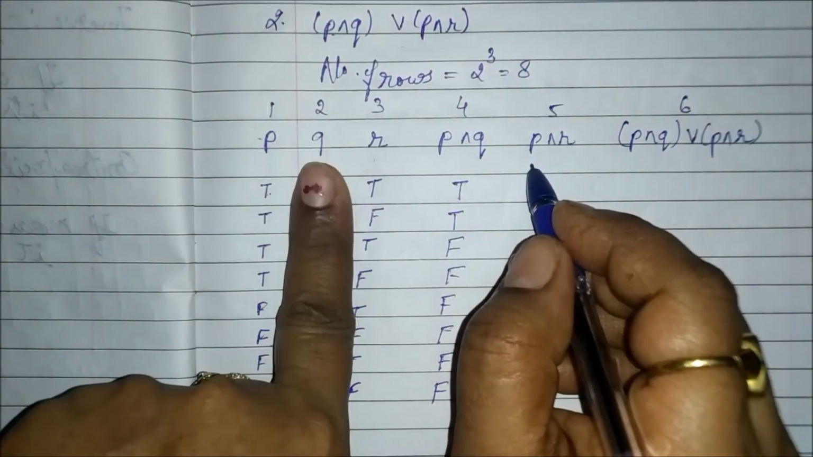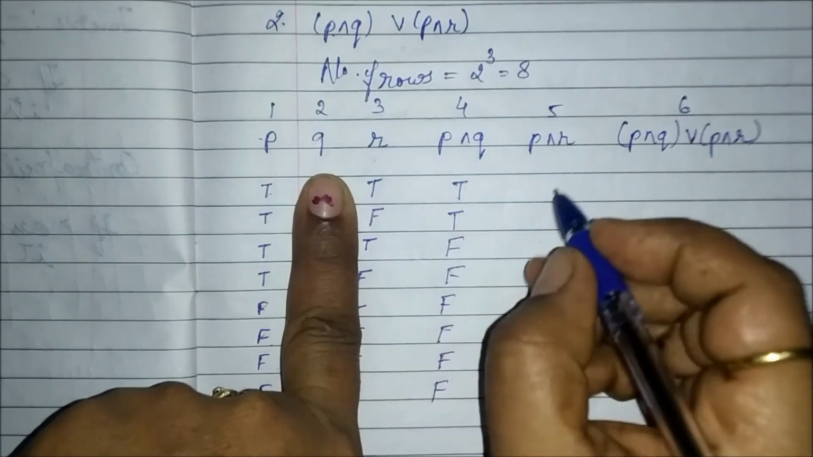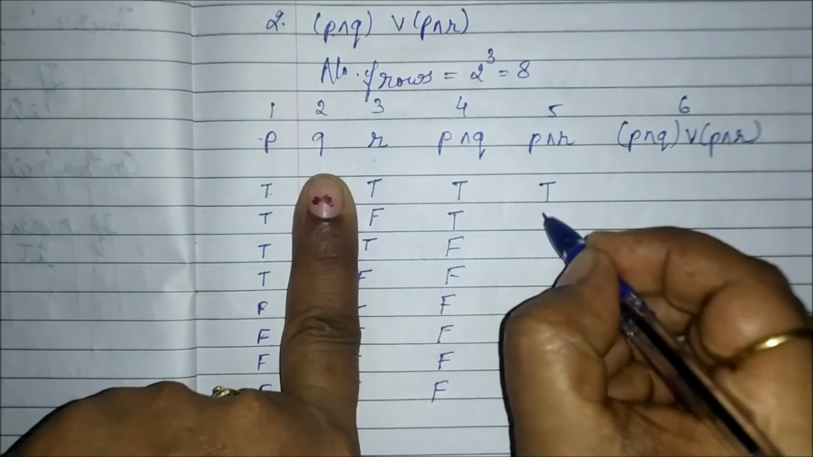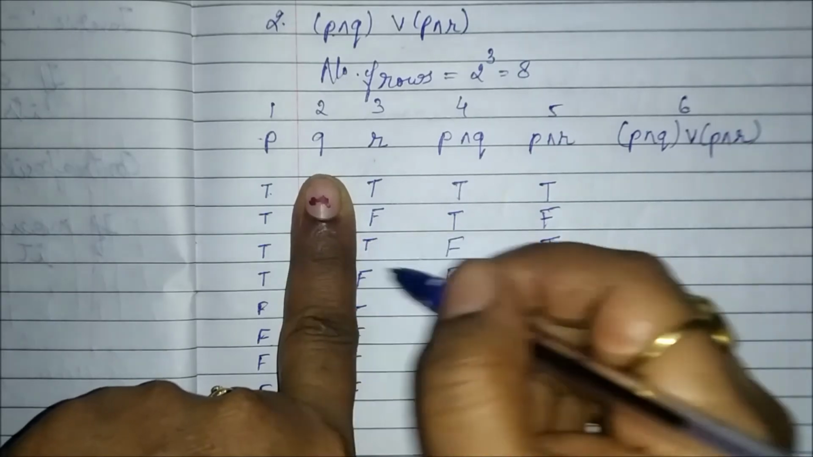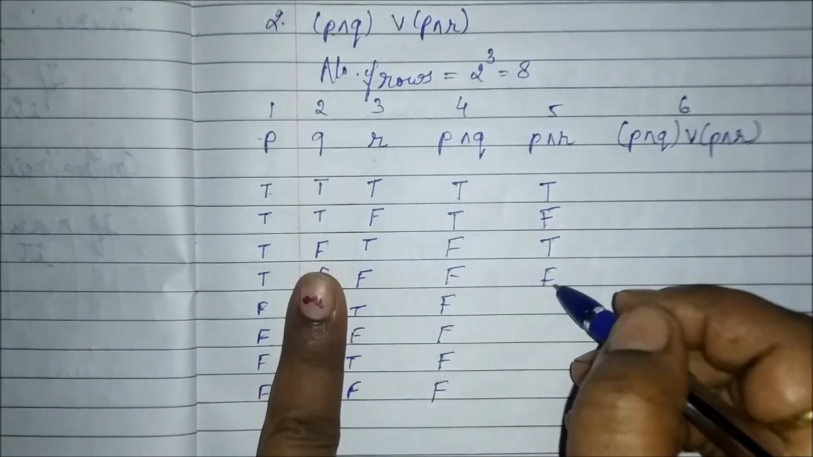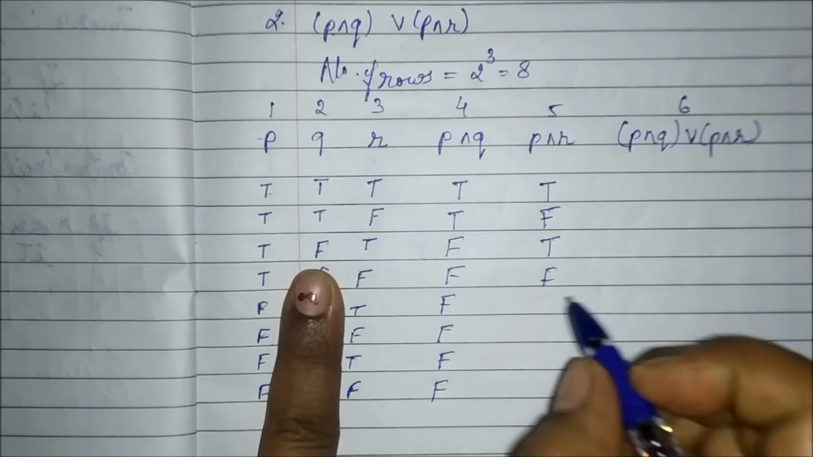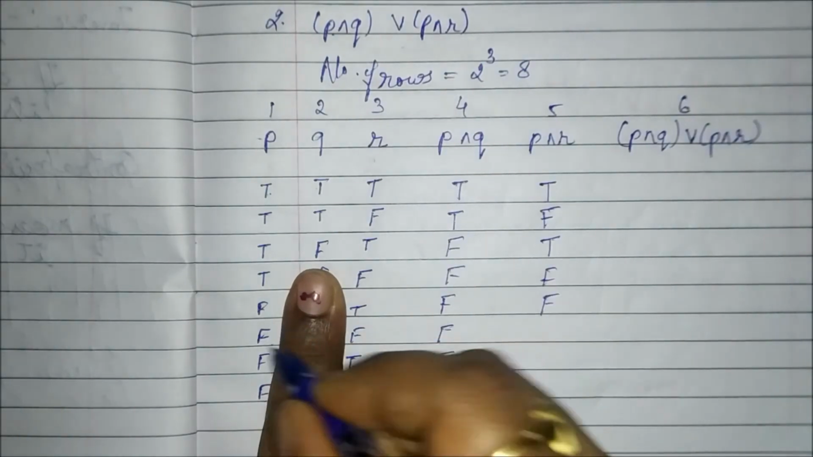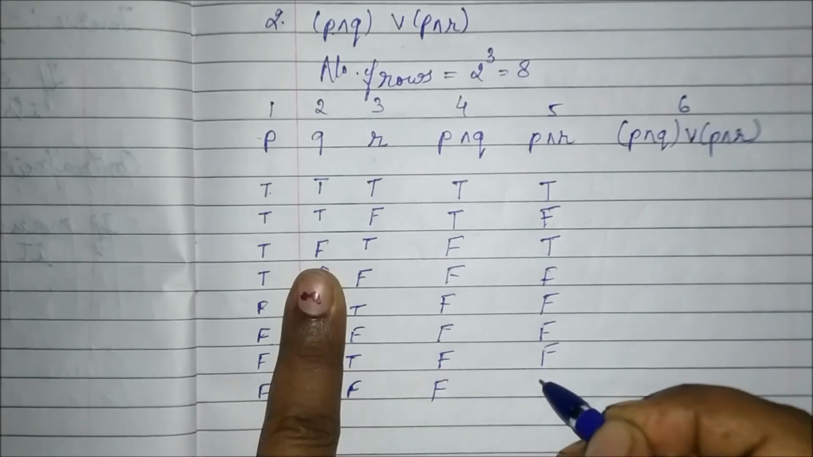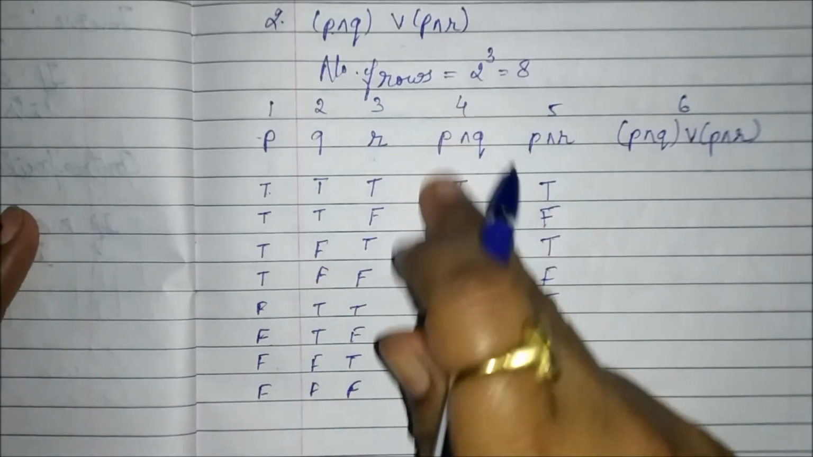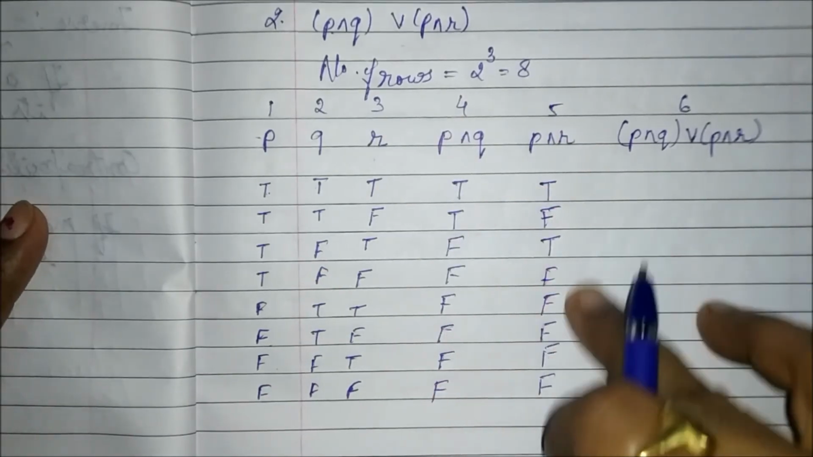P and R. True and true is true, true and false is false, true and true is true, true and false is false, and the remaining rows, false and true, false, false, false, are all false. This is P and Q, and this is P and R.